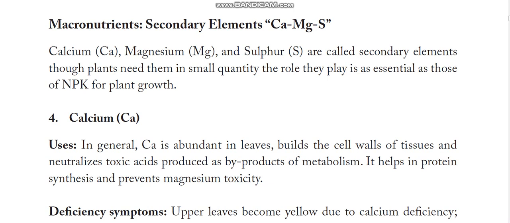Today, let us see about the macronutrients, which are secondary elements: calcium, magnesium, and sulphur. They are required in small quantity, not as much as primary nutrients, but they play a very essential role in plant growth.